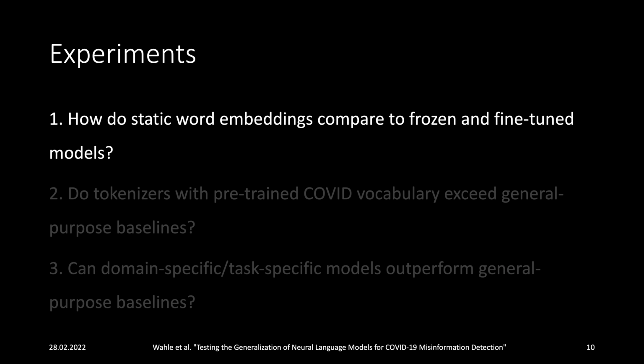We performed 3 experiments to test the generalization of COVID-19 misinformation detection models. First, we test different classification methodologies. We compare static word embeddings with frozen weights of dynamic models and adjust model weights during fine-tuning.